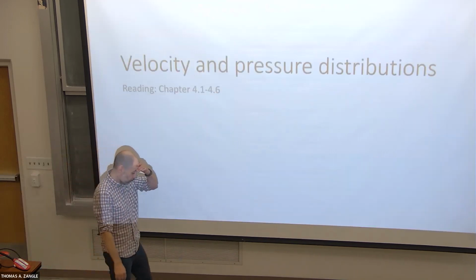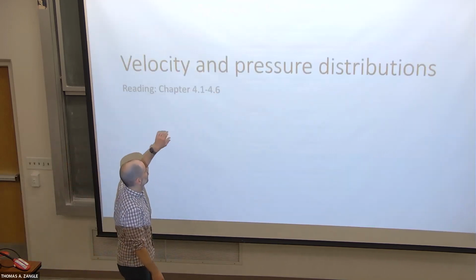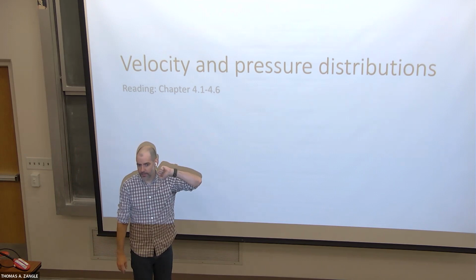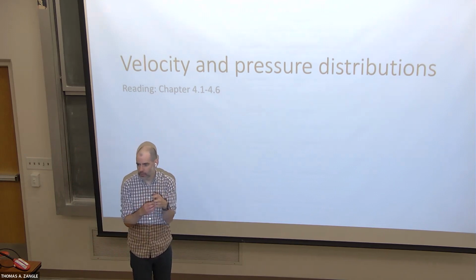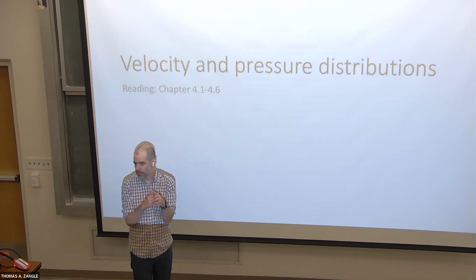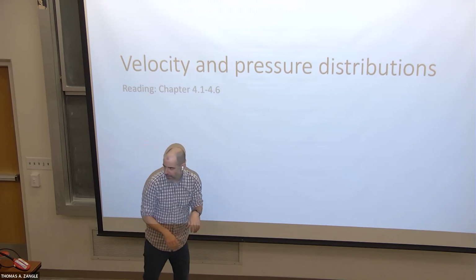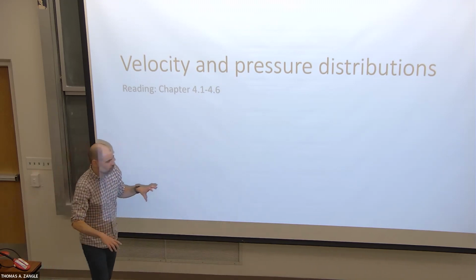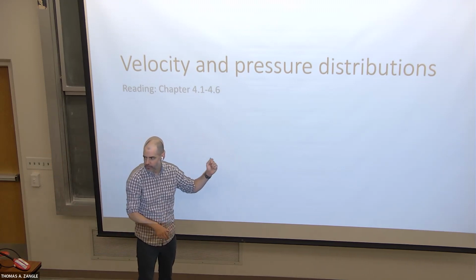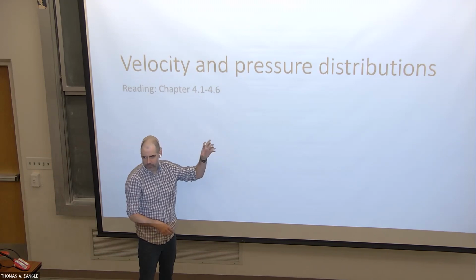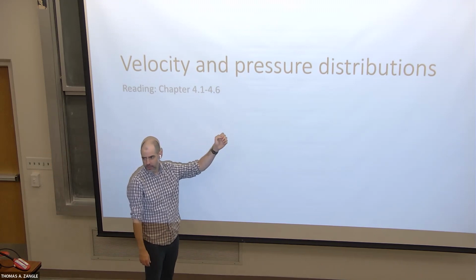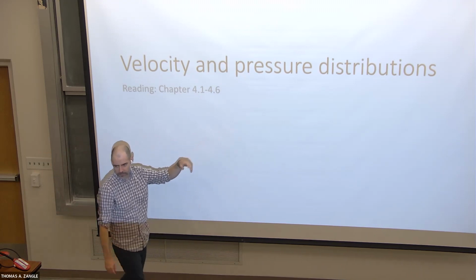In chapter 4, we're going to be discussing distributions of velocity and pressure within fluids, right? In chapter 3, we were doing what we would call control volume analysis of fluids. If we have flow through some region of space, we don't necessarily care about the details of what's going on within that region. We're just looking at the inlets and outlets and net applied forces, and we can use that to learn something about what's going on within that space.